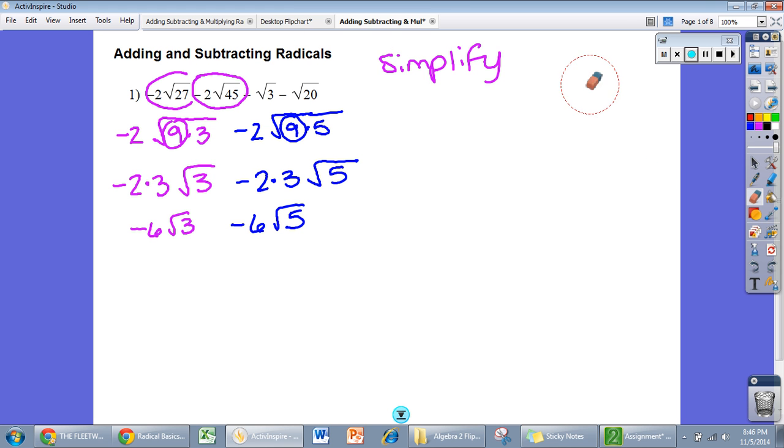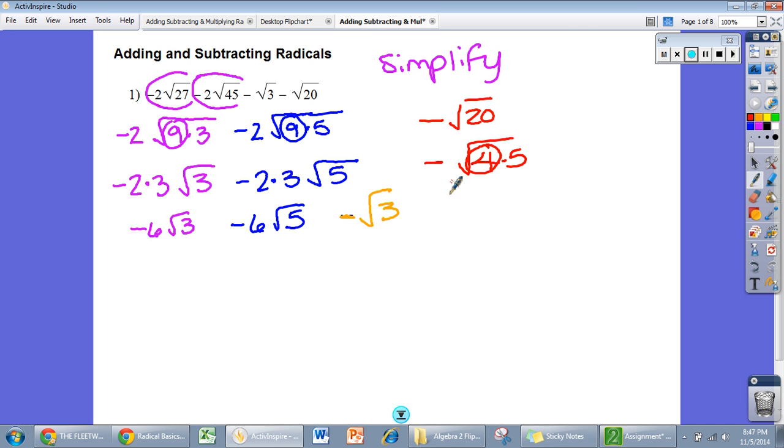My next radical up here, make sure I know what my sign is, a negative square root of 3. Square root of 3 is already simplified, so we're just going to write it down. And my last one is minus square root of 20. So what can we multiply? We can say 20 is the square root of 4 times 5. And what is the square root of 4? 2. So we're going to say a negative 2 square root of 5.